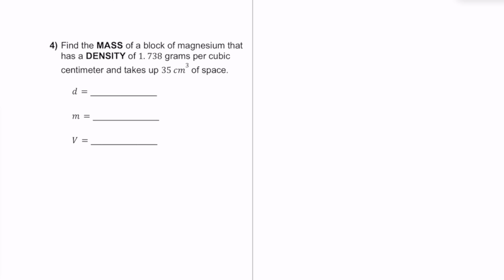So hopefully this one feels a little bit better now that we tried one. So let's go ahead and find the mass again. So when looking for the mass, we must know the density and the volume. So we can see we're given the density here of 1 and 738 thousandths. And this is going to be grams per cubic centimeter. Hopefully those units make sense. And we're told it takes up 35 cubic centimeters of space, so that's going to be volume. So we're going to go ahead and write that as 35 cubic centimeters.